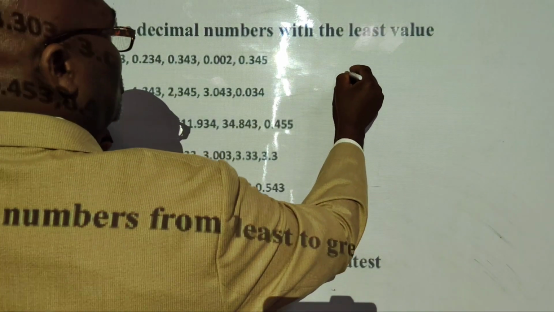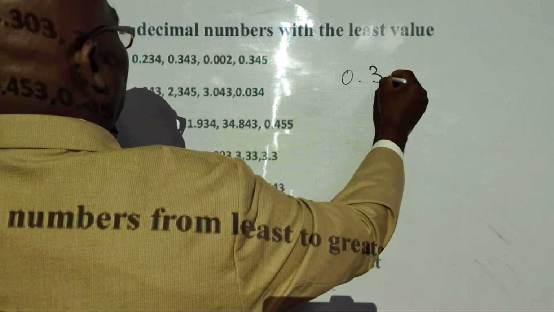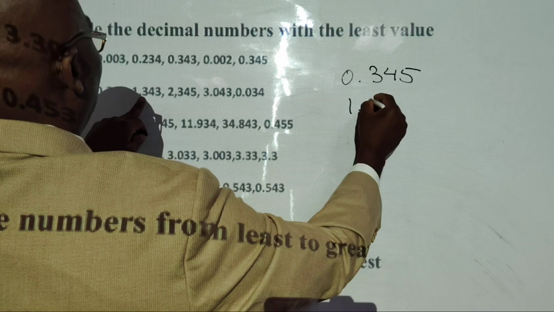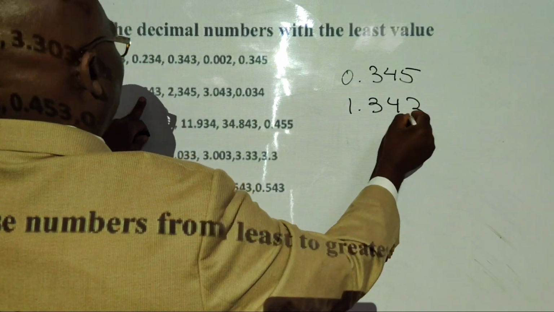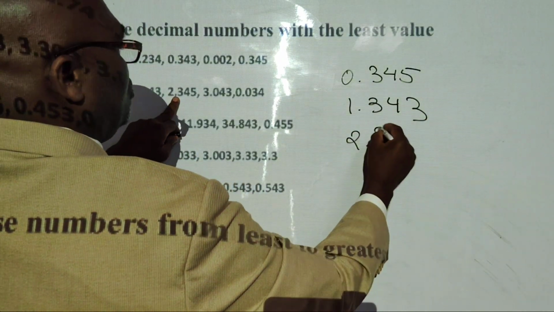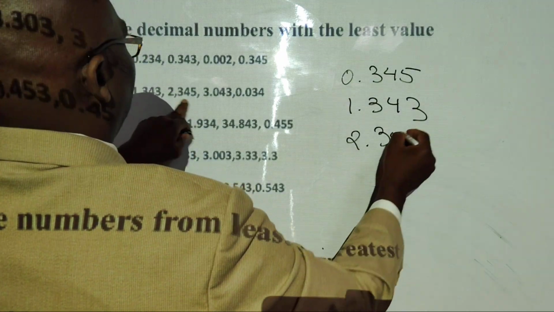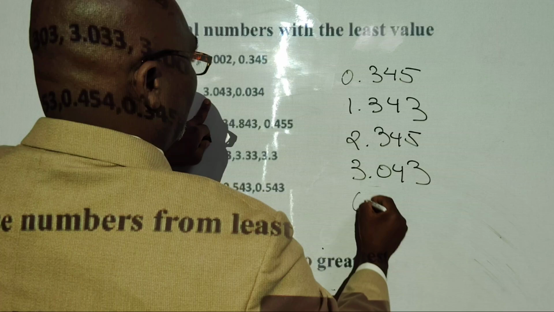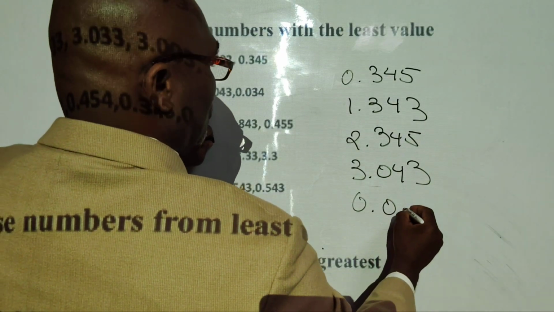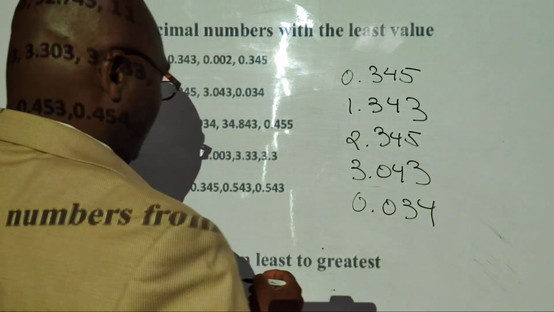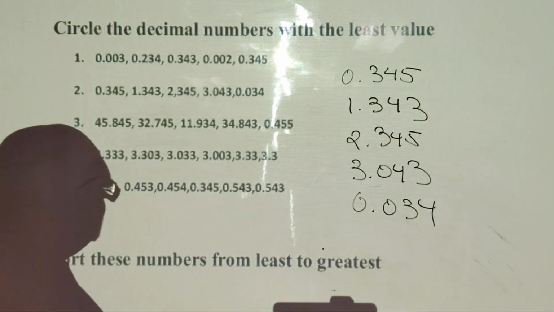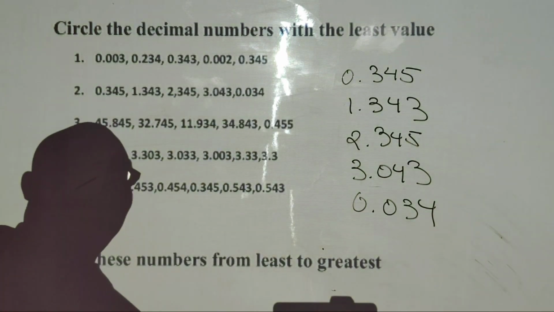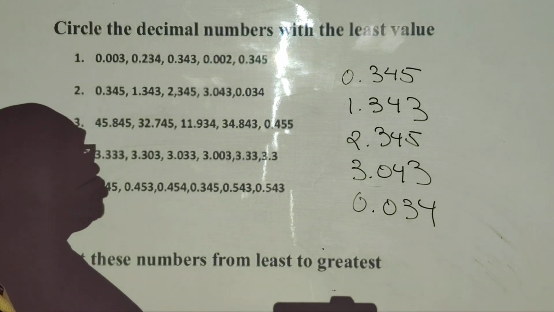So on 2, you have 0.345. Then you got 1.343. You got 2.345. You got 3.043. You got 0.034. So whenever you want to compare, try first on the whole number part, okay? So it means you need to find which number is smaller.